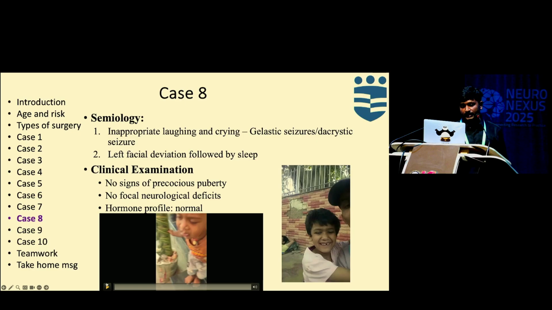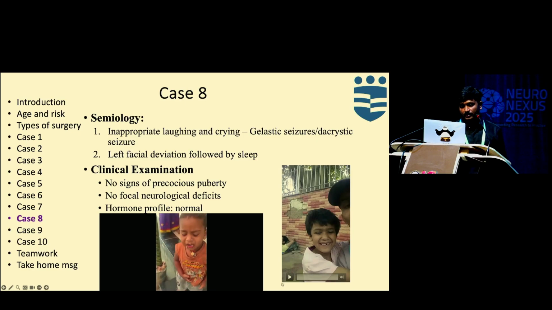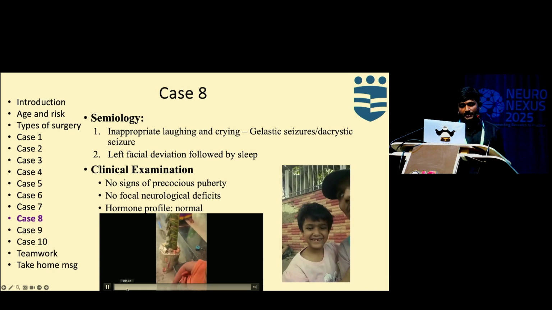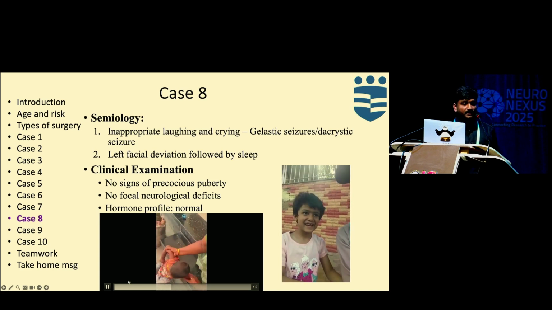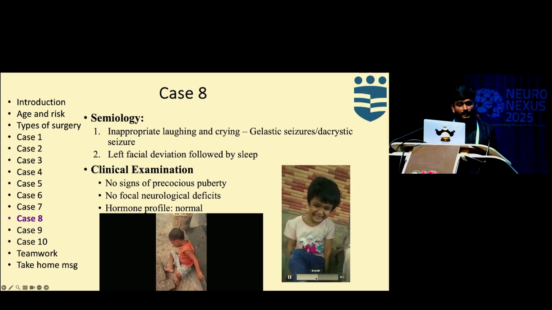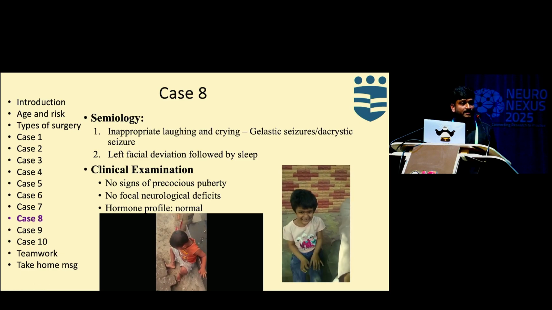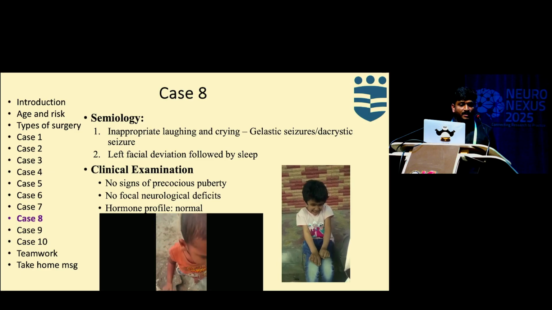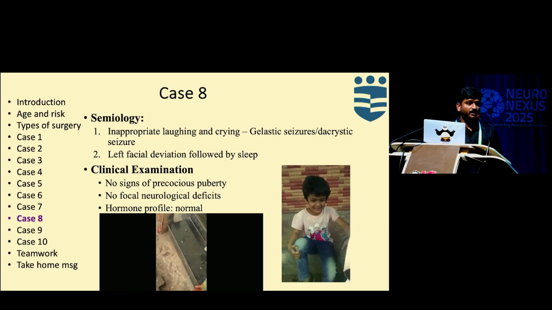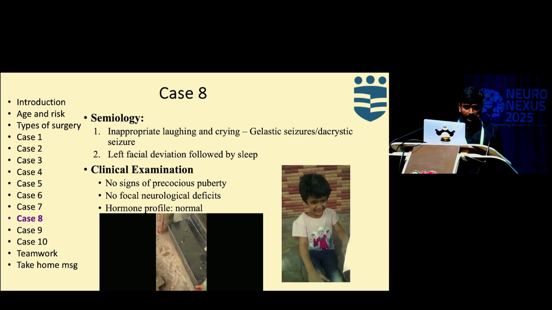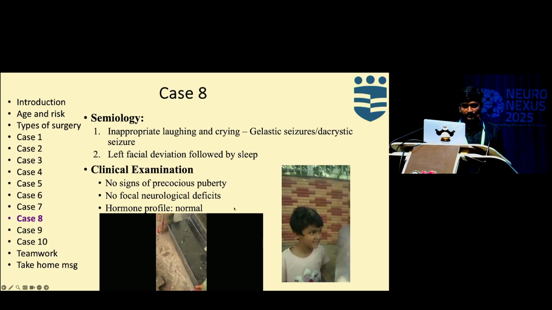This one is very interesting. These videos are of two different patients. The first patient we operated on, the boy. So there was abnormal cry in one patient and abnormal laughing in the other patient. So both are like gelastic seizures in the one, and the abnormal crying is dacrystic seizures in the other. So this patient had hypothalamic hamartoma, which we operated. He had no other endocrinology abnormalities. The hormone profile was normal.